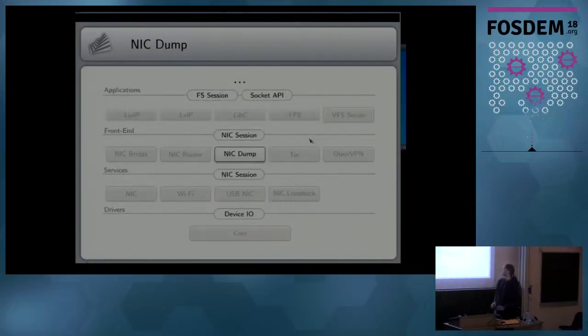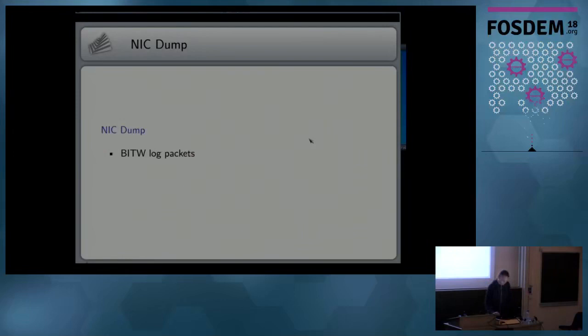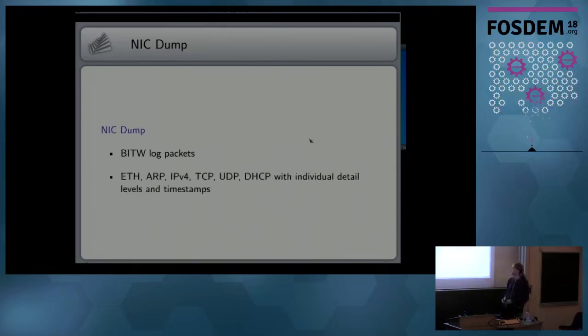Okay. Now the NIC dump. This is a simple component that is a real bump in the wire component. We put it in between two NIC sessions, and it shows us all the traffic that goes through. So it puts out a log for all the packet headers of these protocols that are listed here by now. And you can configure the detail of the log, and you can also switch on timestamps.